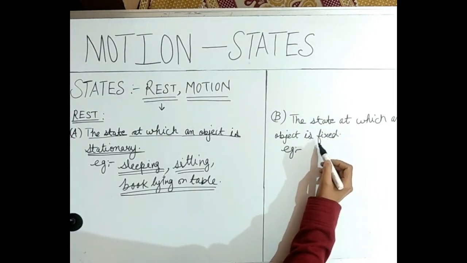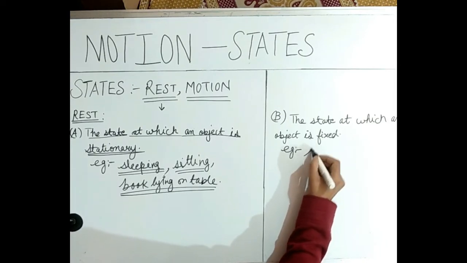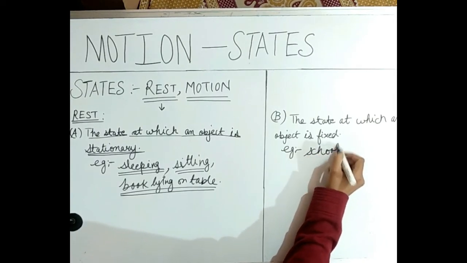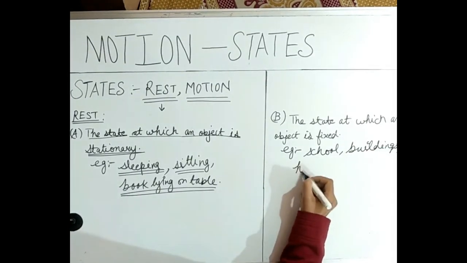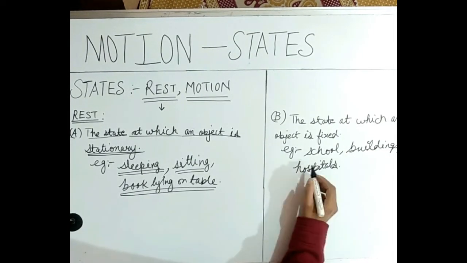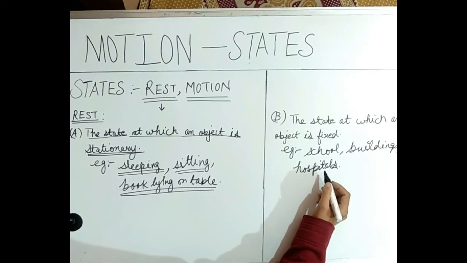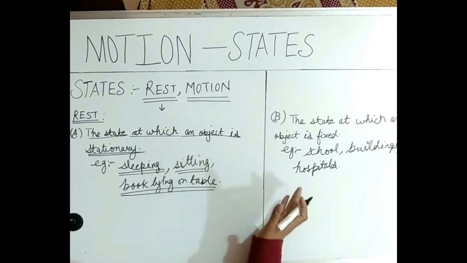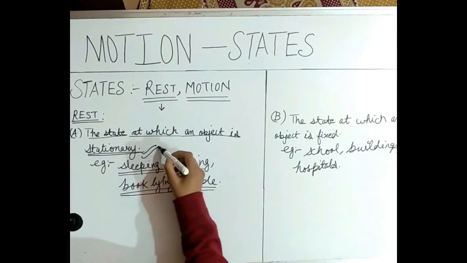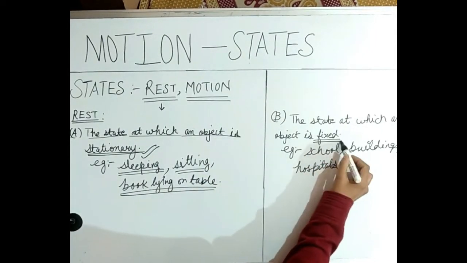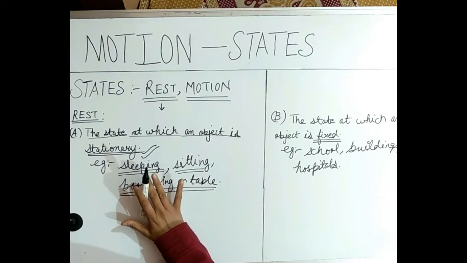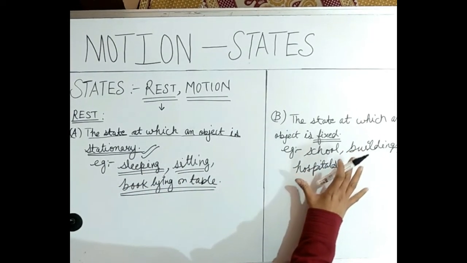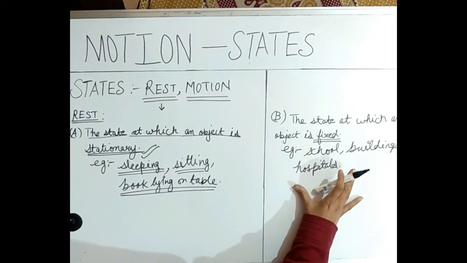Here the object will not move at all. For example, schools, buildings, and hospitals, etc. They are completely fixed, they don't move at all. So you can compare these two definitions, what is the meaning of stationary and what is the meaning of fixed. Stationary means at present, temporarily they are at rest, and fixed means they are permanently fixed. They don't move at all.